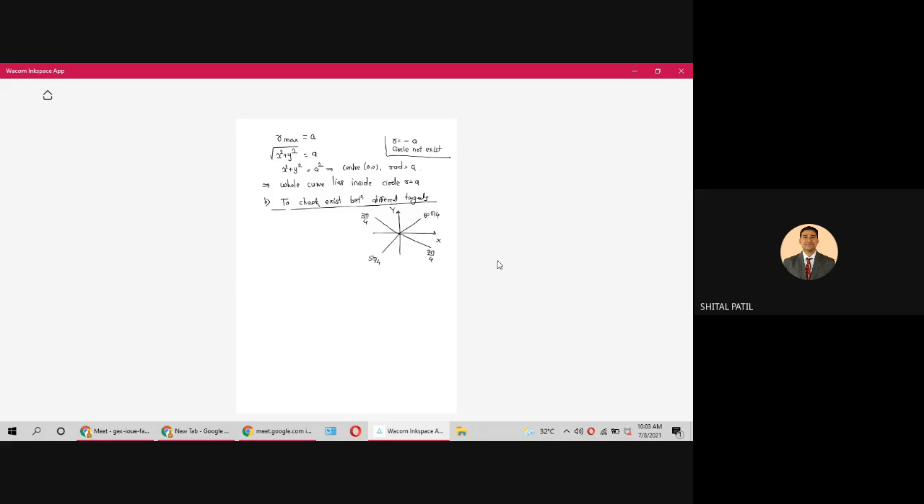So we want to check the existence of the curve between these tangents. See here, this is say the first part, this is the second part, this is the third part, and this is the fourth part. We want to check existence between different tangents. What is the equation of the curve? R square equals a square cos 2 theta. चलो check करते हैं.